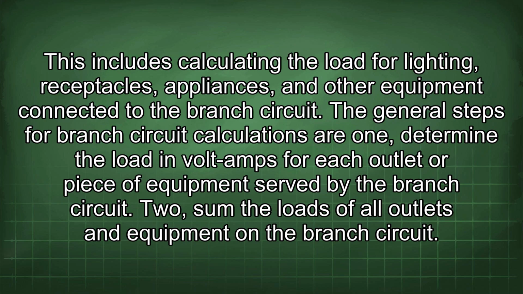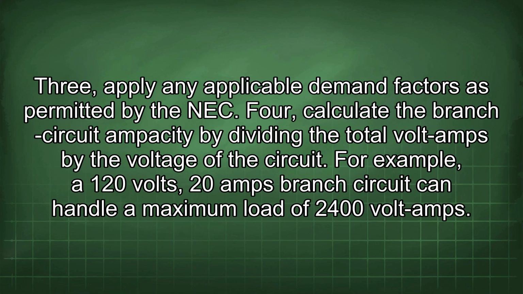This includes calculating the load for lighting, receptacles, appliances, and other equipment connected to the branch circuit. The general steps for branch circuit calculations are: 1. Determine the load in volt-amps for each outlet or piece of equipment served by the branch circuit. 2. Sum the loads of all outlets and equipment in the branch circuit. 3. Apply any applicable demand factors as permitted by the NEC. 4. Calculate the branch circuit ampacity by dividing the total volt-amps by the voltage of the circuit. For example, a 120 volt, 20 amp branch circuit can handle a maximum load of 2400 volt-amps.